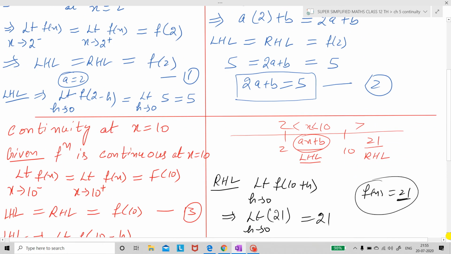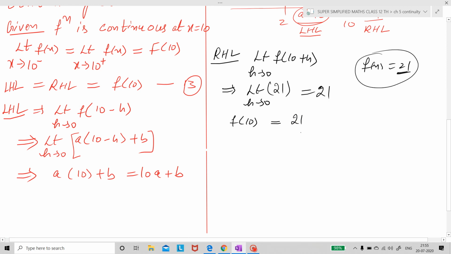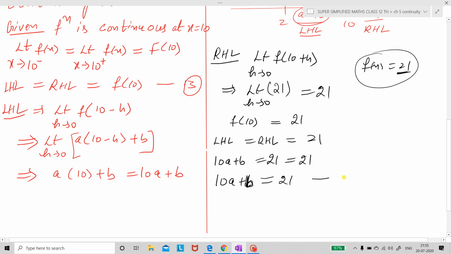So now f(10) is 21. So now again at the point 10, left hand limit is equal to right hand limit is equal to the value of the function at the point 10, which is 21, and left hand limit came out to be 10a plus b, and right hand limit came out to be 21. Value of the function at 10 was also 21. So we get 10a plus b is equal to 21. This is the equation number 4, we can say that we got.